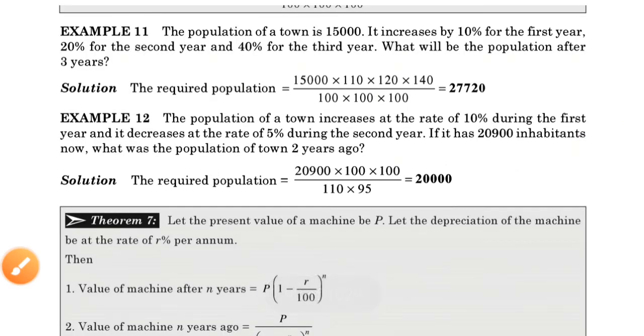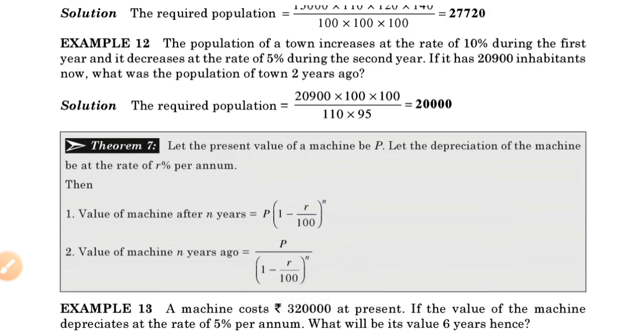Example number 12. The population of a town increases at the rate of 10% during the first year and decreases at the rate of 5% during the second year. If it has 20,900 inhabitants now, what was the population of the town 2 years ago? So the required population is 20,900 into 100 into 100 over 110 into 95, so we get 20,000.